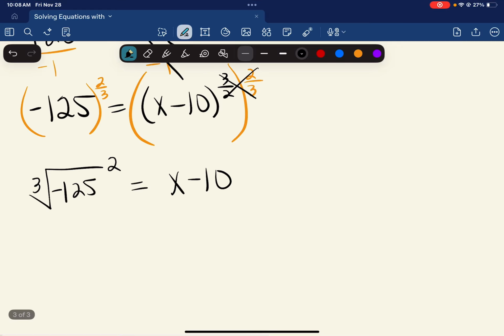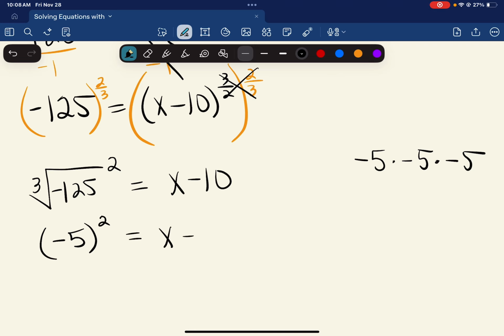Well, what is the cube root of negative 125? Negative 5 times negative 5 times negative 5 gives us our negative 125. You can take the cube root or an odd root of a negative number. It's just the evens that we have a problem with. So the cube root of negative 125 is just a negative 5. And when I square that, it should equal x minus 10. Negative 5 squared is a positive 25, and that should equal x minus 10.